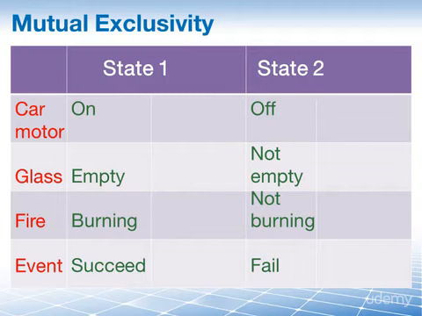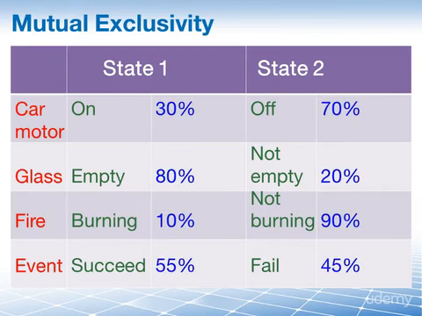If we factor percentages into this, then this percent always adds up to 100. For instance, the motor of your car is on 30% of the time and it is off 70% of the time. The glass is empty 80% of the time. It's full 20% of the time. The fire is burning 10% of the time, not burning 90% of the time. And you will succeed in the event 55% of the time, and you will fail 45% of the time.